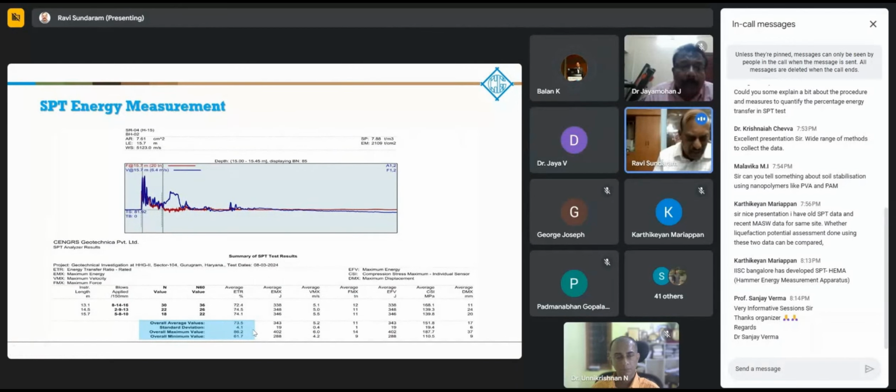So I have a maximum value of 86 and a minimum value of 61. That's why I noticed that a big difference is coming in the values. But the standard deviation is only 4.1.